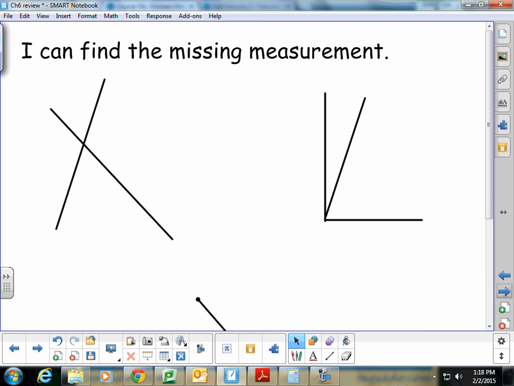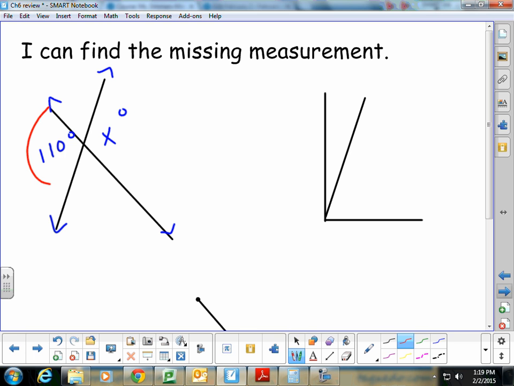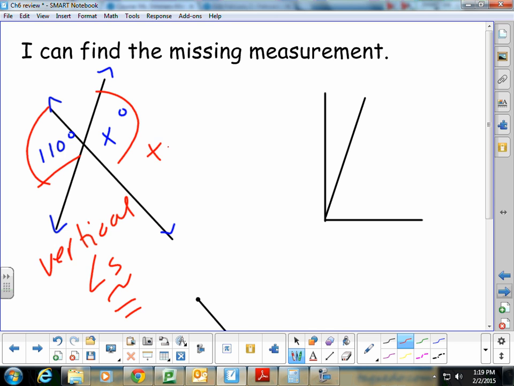All right, finding missing measurements. On your study guide, I filled in that this was X and this was 110. These were estimates, of course. What I noticed is that this angle and this angle are vertical angles. What I know about vertical angles is that they're congruent. So if this is 110, then X is also 110 because they're vertical angles.